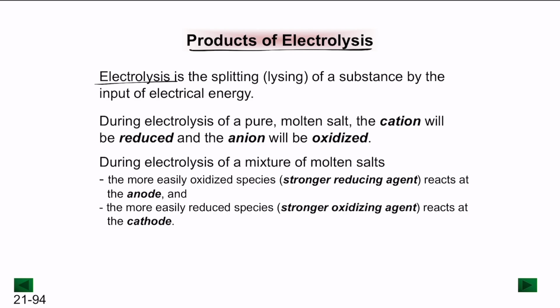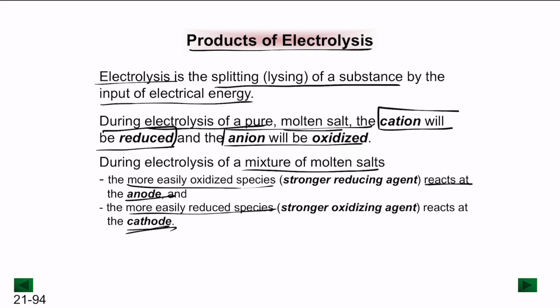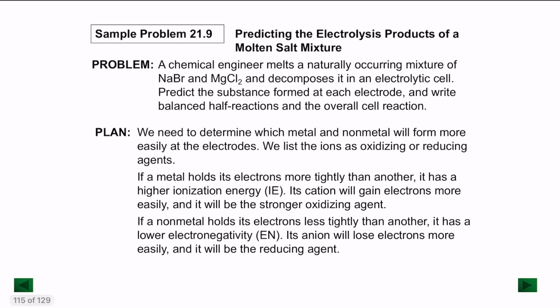Electrolysis is the process of splitting of a substance by the input of electrical energy. During electrolysis of pure molten salt, the cation will be reduced and the anion will be oxidized. Remember this principle: the cation is the one that undergoes reduction and the anion is the one that undergoes oxidation. During electrolysis of a mixture of molten salts, the more easily oxidized species reacts at the anode and the more easily reduced species reacts at the cathode.